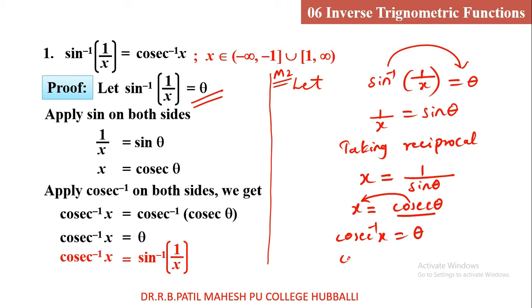So when cosec went to the left side, only theta remains. So now you can replace the value of theta from above. Theta is sine inverse 1 by x. So theta will be sine inverse 1 by x. So this is also a kind of proof.